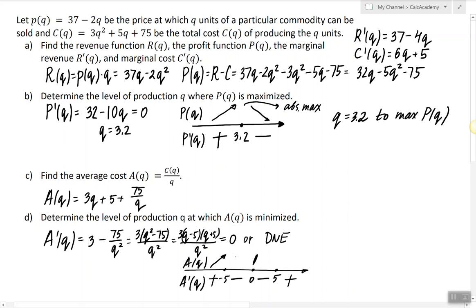So that means the average cost function increases there, decreases there, decreases from 0 to 5, increases from 5 to infinity. Now, since we are only considering Q's that are greater or equal to 0, we have a restricted domain from 0 to infinity, so we only care about the behavior of the function on that interval. And what we see here is that at 5 we have a local minimum, but in this case it is also the absolute minimum on the interval from 0 to infinity. So to answer the question at which level of production Q the average cost is minimized, the answer is at Q equals 5, the average cost is minimized.